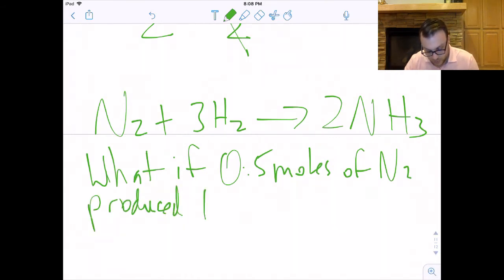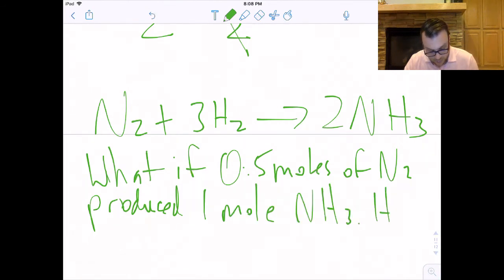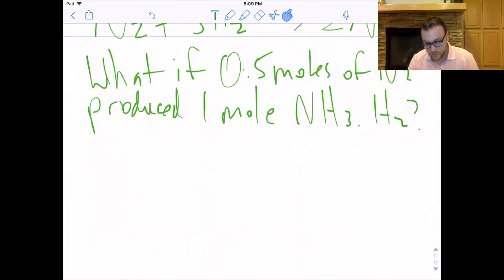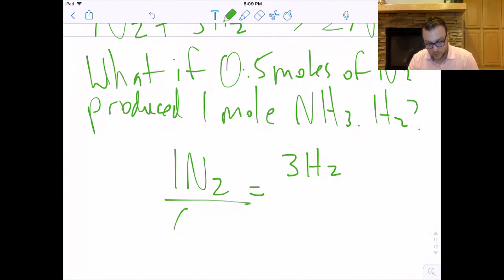And in this scenario, I think it's easiest if you just pick one of them and set up your proportion with one of them. So I'll show you with both, but all you have to do is pick one. So let's say you picked N2. In my balanced equation, 1 mole of N2 is reacting with 3 moles of hydrogen. If you had 0.5 moles of N2 instead, how many moles of hydrogen would react? Cross multiply and divide, you get x is equal to 1.5.